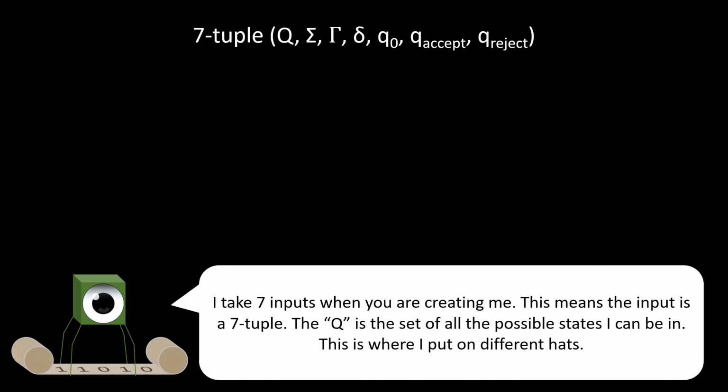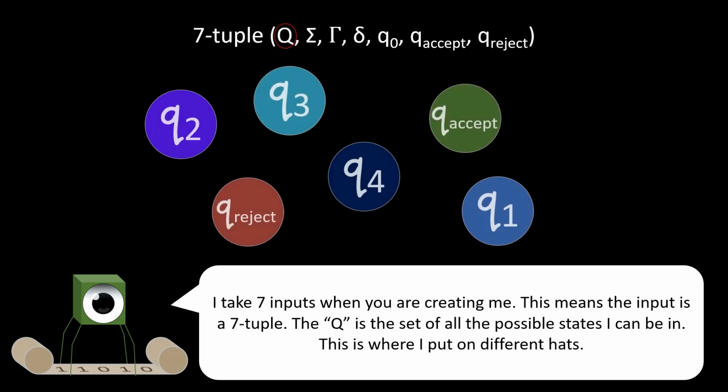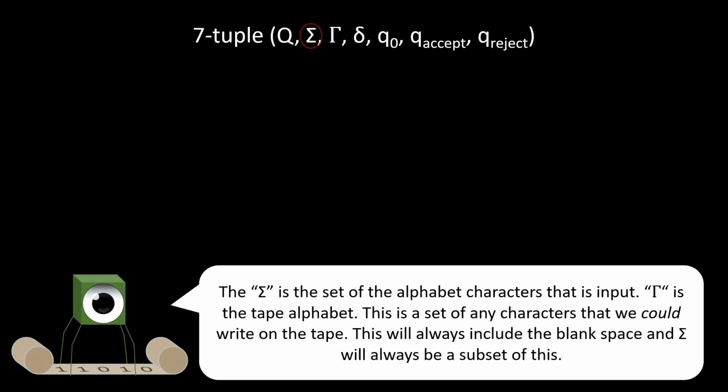I take 7 inputs when you are creating me. This means the input is a 7-tuple. The Q is the set of all the possible states I can be in. This is where I put on different hats. The sigma is the set of the alphabet characters that is input. Gamma is the tape alphabet. This is a set of any characters that we could write on the tape. This will always include the blank space, and sigma will always be a subset of this.